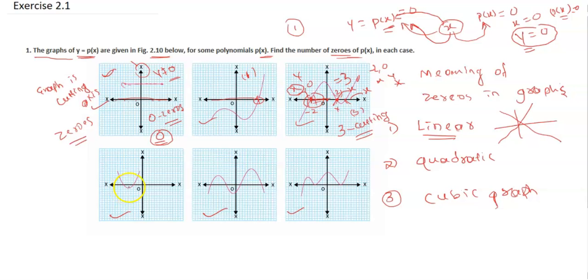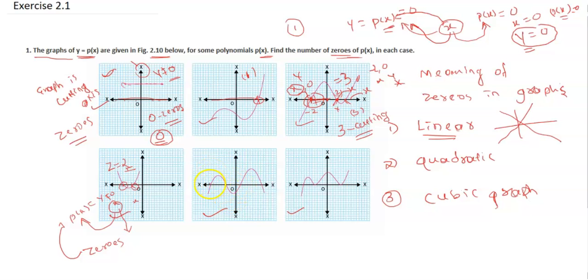Next, in this graph, if you want to find out the zeros, see how many times the graph is cutting the x axis. See here, 1 time and 2 times. The number of zeros is 2 here. Why? For this value of x and for this value of x, y is becoming 0. If y is becoming 0, it means p of x is becoming 0. So for the values of x where the polynomial becomes 0, we call those values of x the zeros of that polynomial. So here the number of zeros is 2.